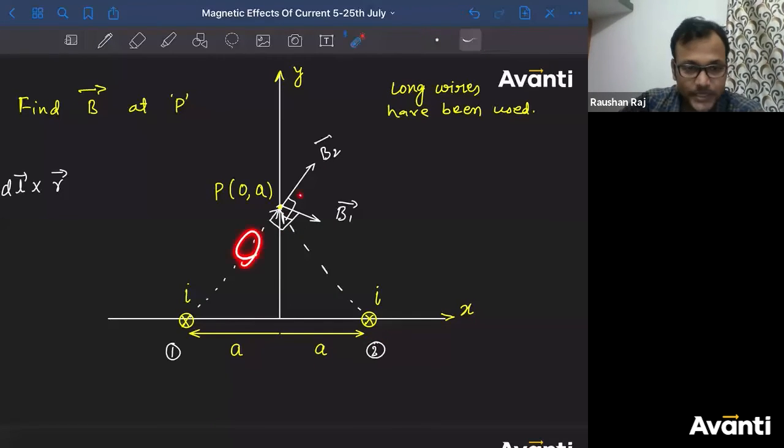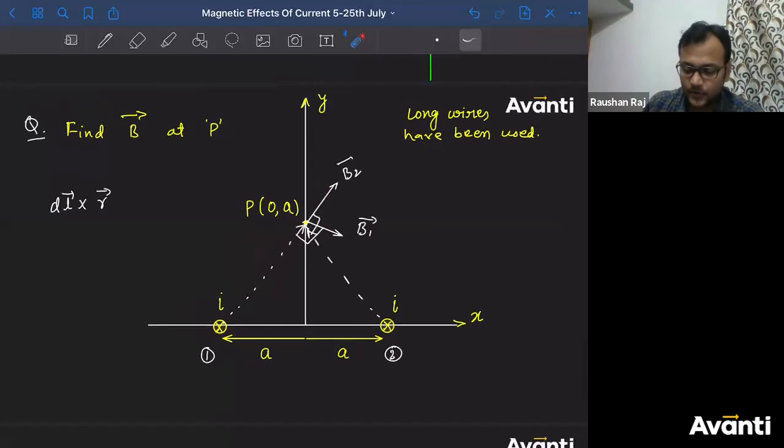These two lines are not coinciding. It's not mandatory. However, यहाँ पे हो जाएगा because the angle is 45-45. But if these angles are different, they might not coincide. They might not be along the same line. They'll be different. ठीक है.